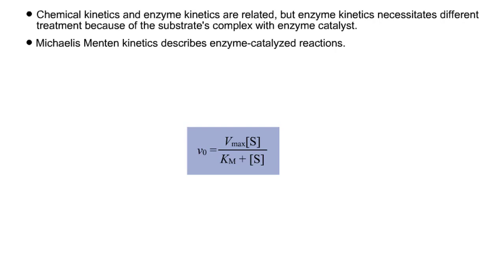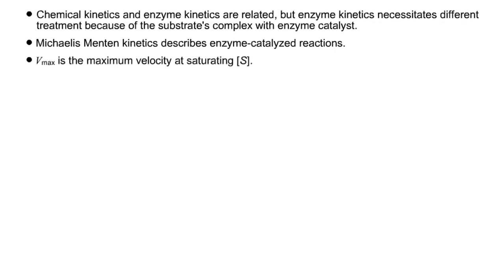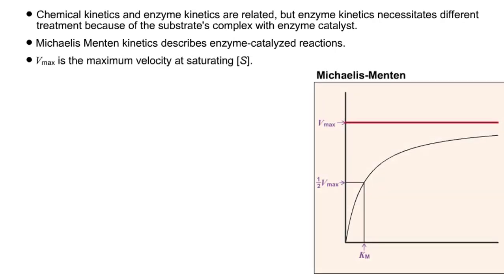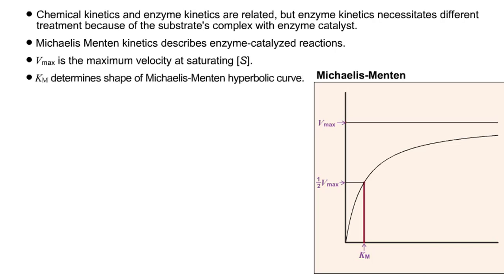Two important kinetic parameters are Vmax and Km. Vmax is the maximal velocity of an enzyme-catalyzed reaction at saturating substrate concentration. Km is loosely related to substrate affinity, but a more correct description is that it determines the shape of the Michaelis Menten hyperbolic curve.